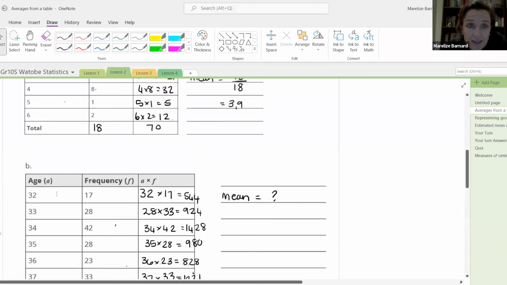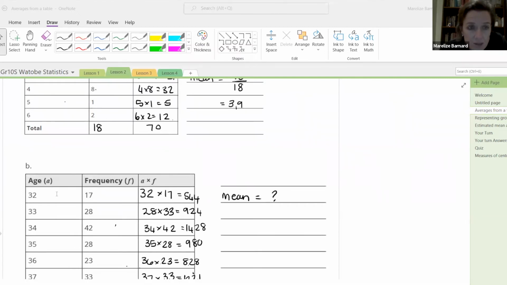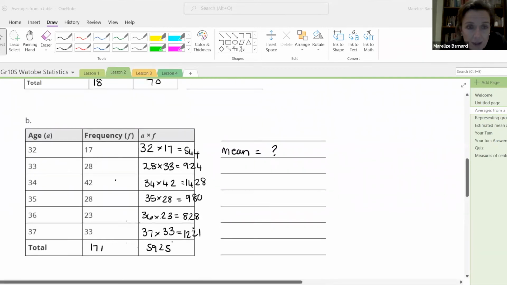If you didn't get that, now is your time to check where you made your mistake. Did you do something wrong in your columns? Did you divide by the wrong amount? Okay, you got to work accurately with this stuff.